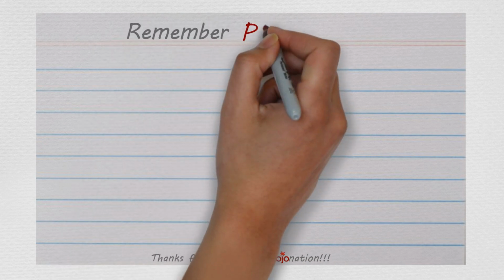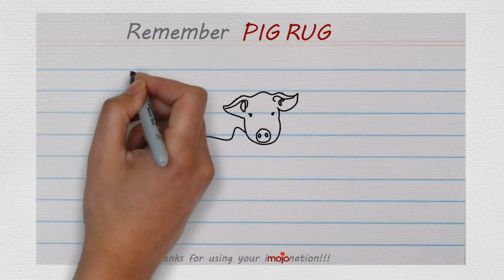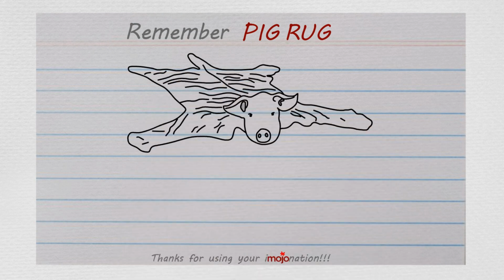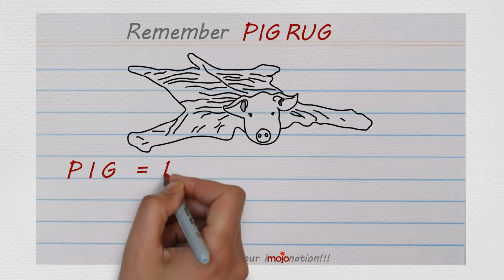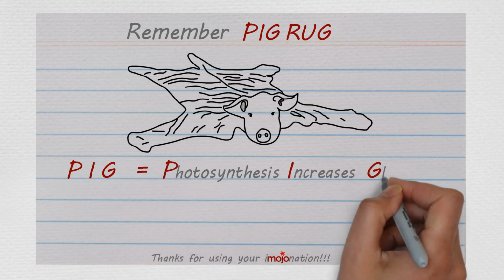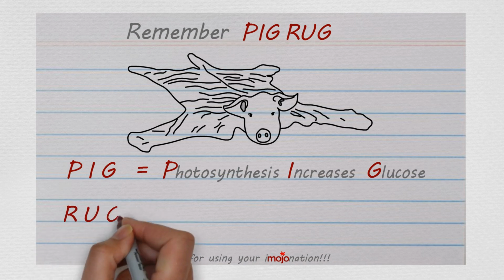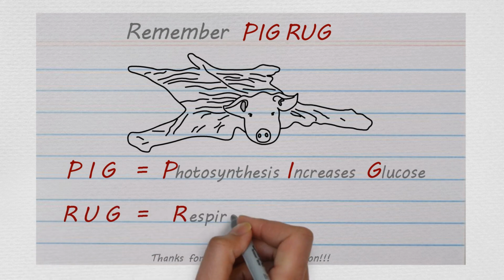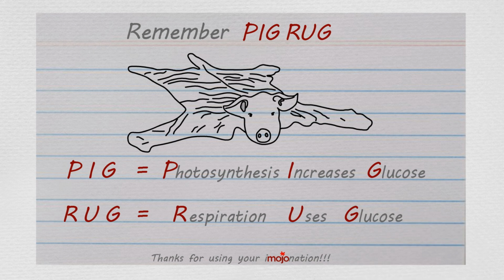And that brings us to the pig rug. Here it is, like one of those tiger skin rugs. Silly, but memorable. Why pig rug? Well, pig, or PIG, stands for photosynthesis increases glucose. And rug, or RUG, stands for respiration uses glucose. Those 2 statements remind you that in reactions, photosynthesis is all about increasing glucose, so glucose must be at the end of the equation, and respiration is all about using glucose, so glucose must be there at the start of the equation.